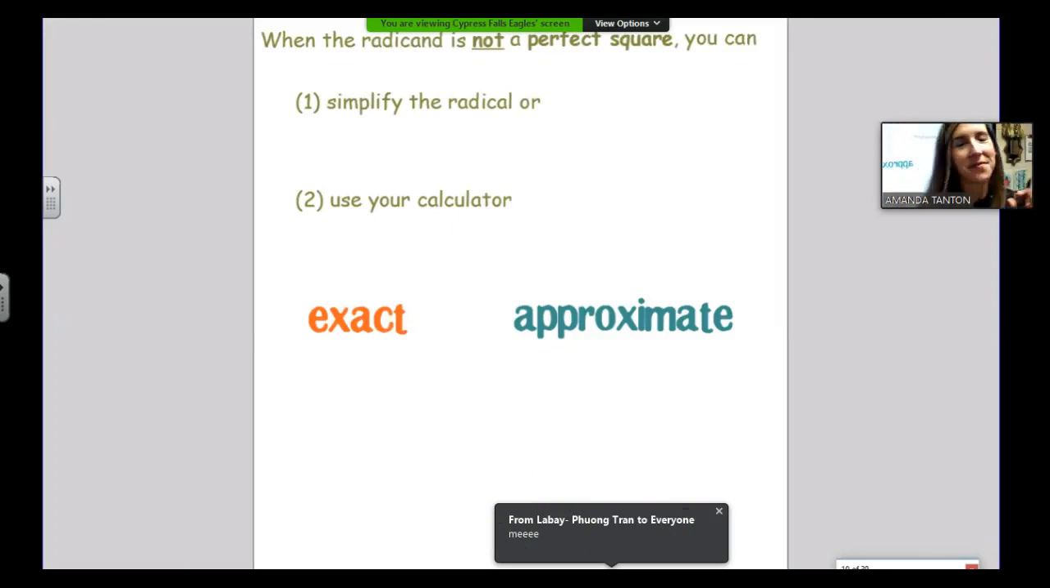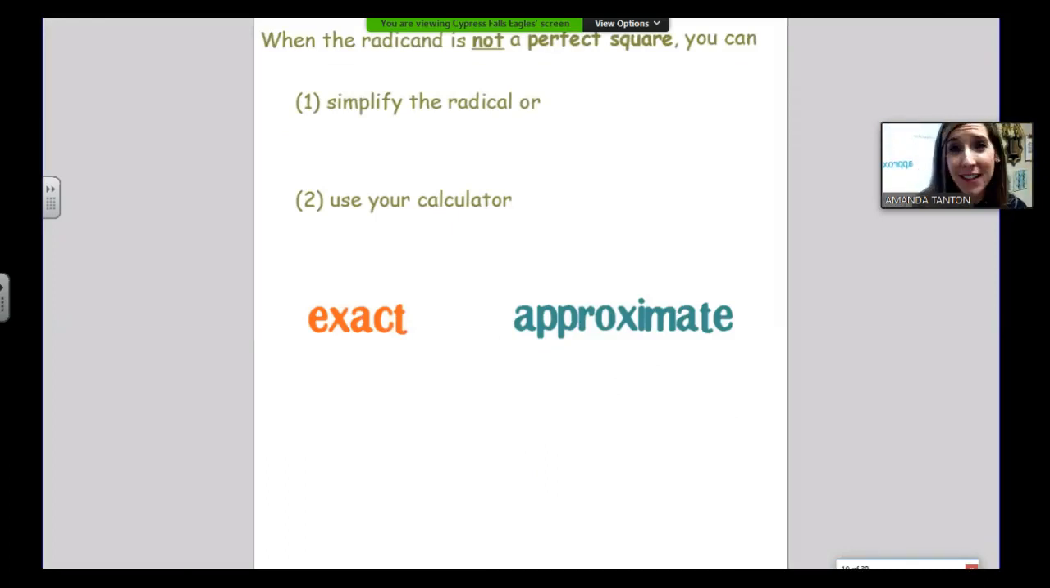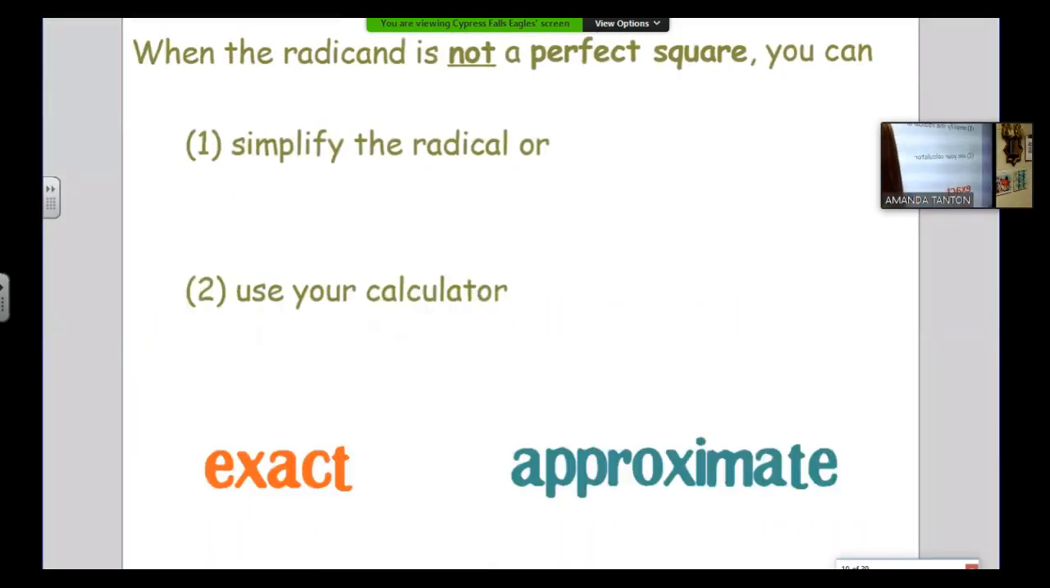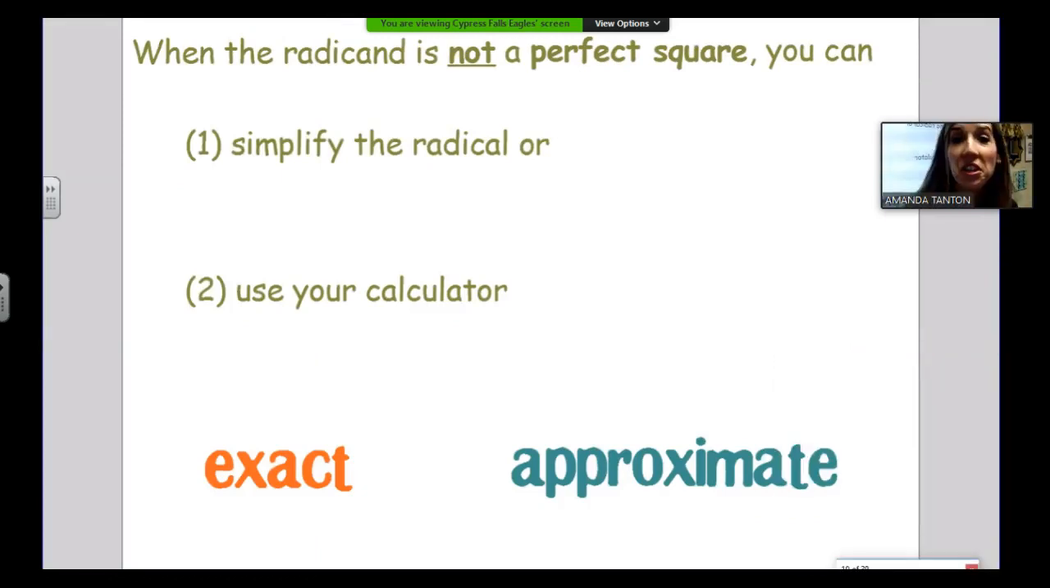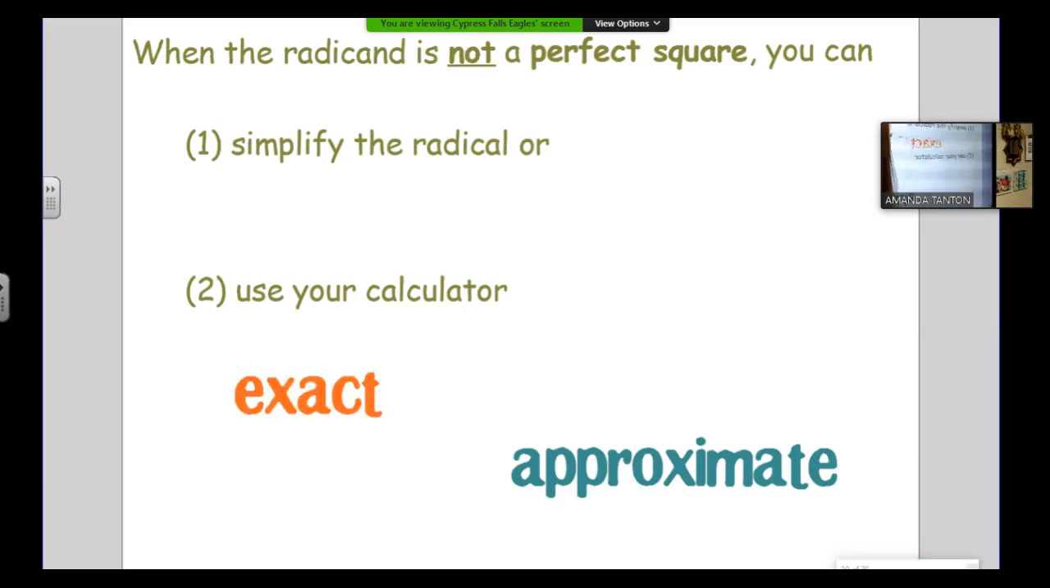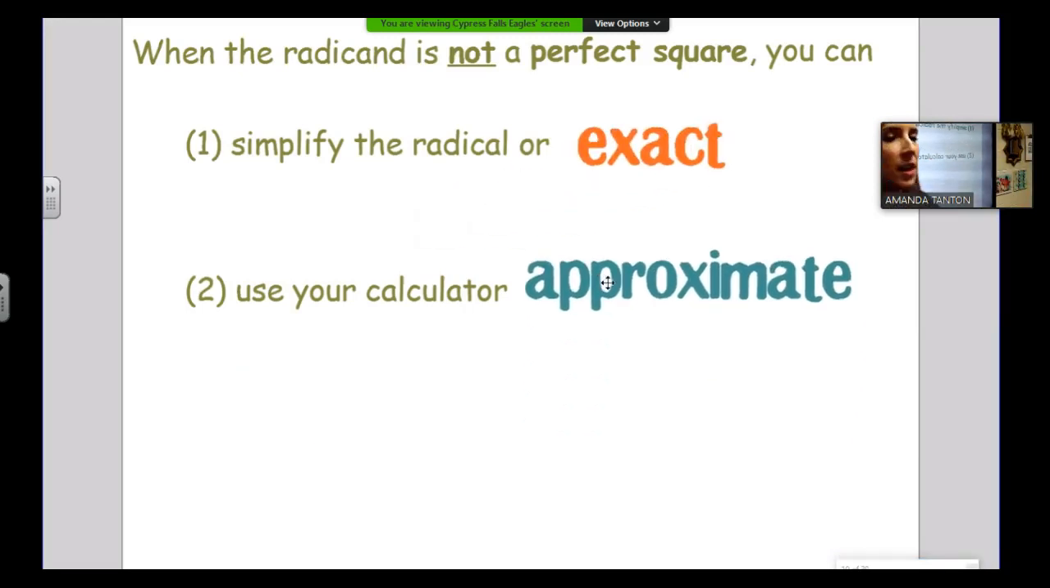Now, the radicand is not always going to be a perfect square, and you're not always going to be able to cancel out the inverse operations. So when the radicand is not a perfect square, you have 2 options. You can either simplify the radical, or you can use your calculator and get a decimal. Which one of those is exact? Simplify. Yeah. And putting it in your calculator to get a decimal is approximate.